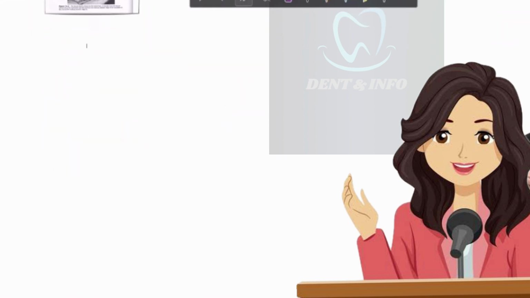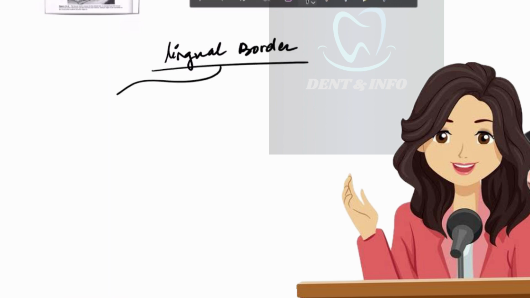Let's discuss now the lingual border of mandible. Lingual border of mandible, what will it have? You have your lingual frenum and you have your alveolingual sulcus.